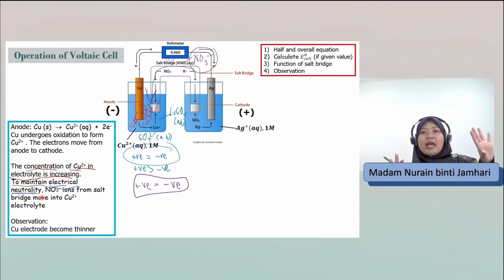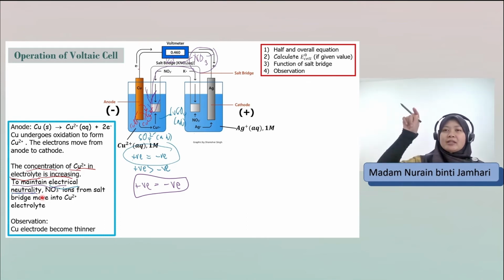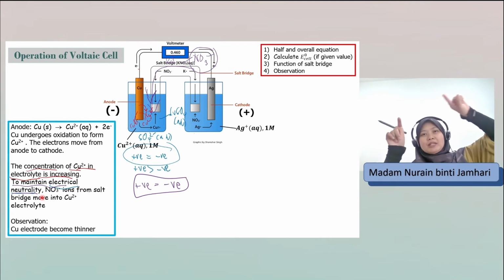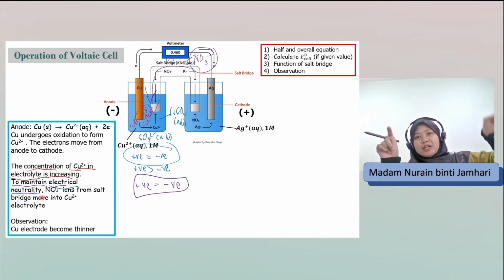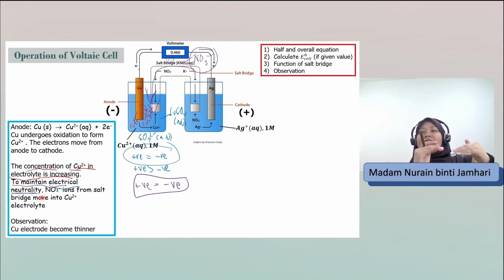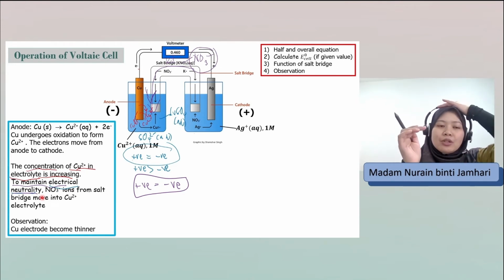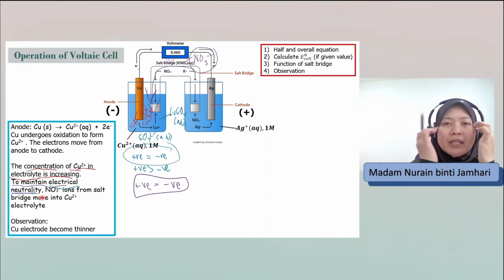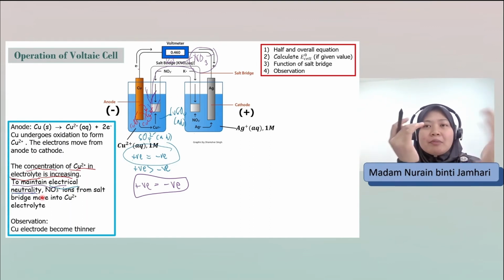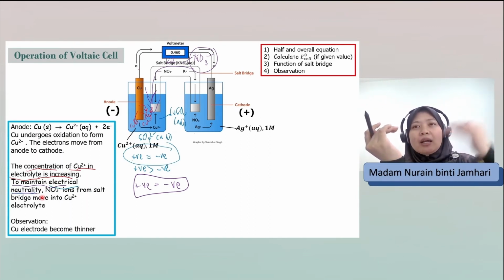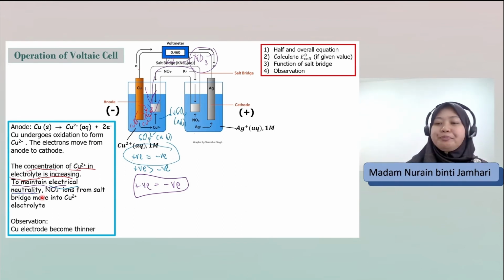Okay, sebelah anode charge positif lagi banyak daripada negatif. Okay, maka NO3 minus akan membuat kerja. NO3 minus akan pergi ke anode untuk make sure dekat bahagian anode dia punya charge positif and negatif kembali balance. They want to maintain the electrical neutrality. That's the term. Okay, so the observation, as I said, copper nanti you akan nampak lebih nipis lah, sebab dia dah undergoes oxidation dan dia akan menghasilkan Cu2+ on anode.